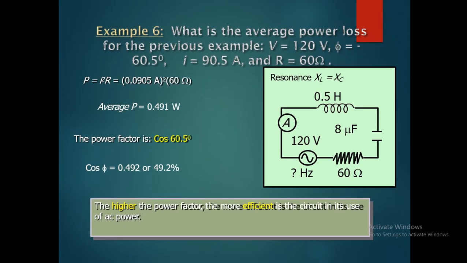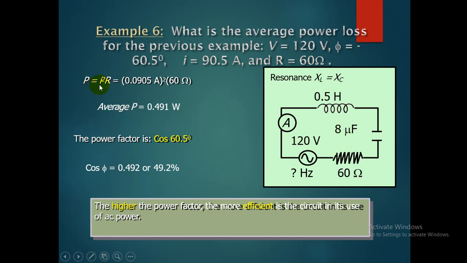Here is one more example to find out the power factor, and the same problem is repeating here. The only thing here is we have to identify which angle given in the question becomes the power factor angle. What is the average power loss for the previous example? The previous example we have already seen: V equal to 120 volt, phi equal to 60.5 degrees, the current flowing in the circuit is 0.5 ampere and R is given as 60 ohm. Like that the values are given.